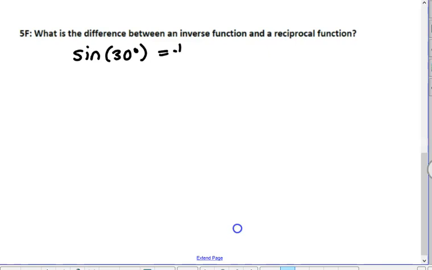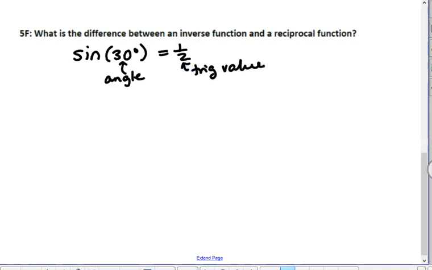Sine of 30 equals 1/2. So this is just a regular non-inverse sine function. Notice that the input is an angle and the output is a trig value.